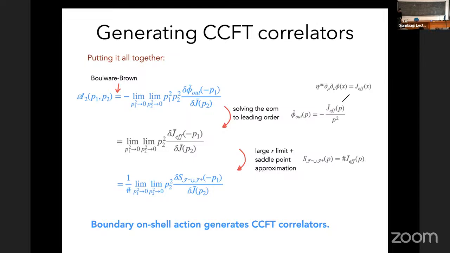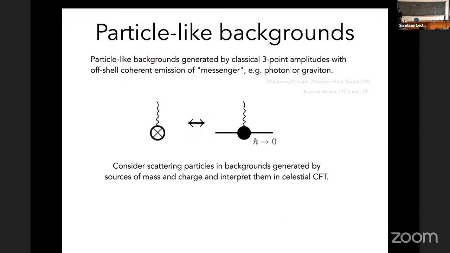Okay, so now I want to talk about actual backgrounds and compute scattering on backgrounds. And here we will focus on what we call particle-like backgrounds. Technically, what that means is that these backgrounds can be generated by three-point amplitudes with off-shell coherent emission of messengers, such as photons and gravitons.